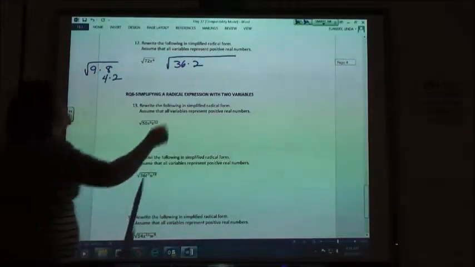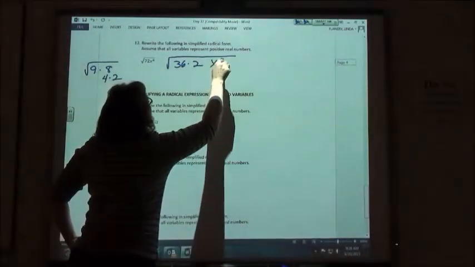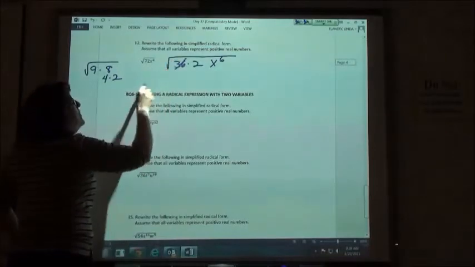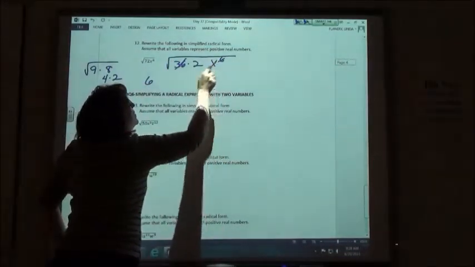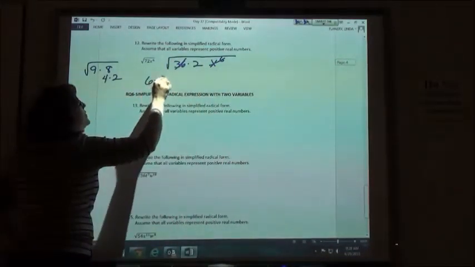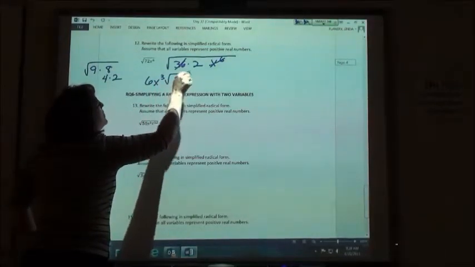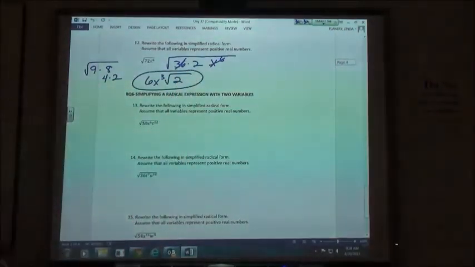So square root of 36 is 6. The square root of my x to the 6th would be x to the 3rd, and then I've got the square root of 2 left over. So 6x cubed square root of 2.